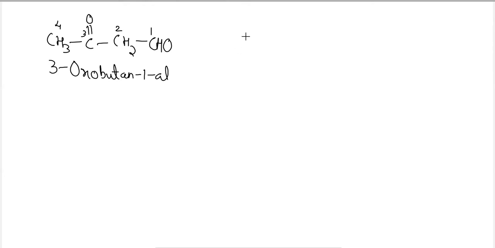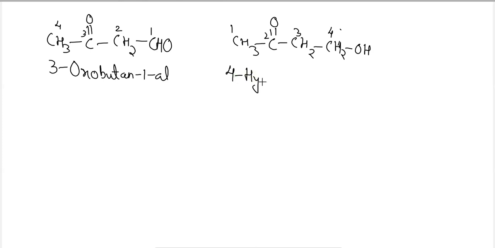Okay. Next, CH3, C double bond O, CH2, CH2, OH. Here the carbonyl group, that is the ketone group, is more preferential in comparison to the alcohol. So the numbering will start from the left hand side, 1, 2, 3, 4, so 4-hydroxy butan-2-one.